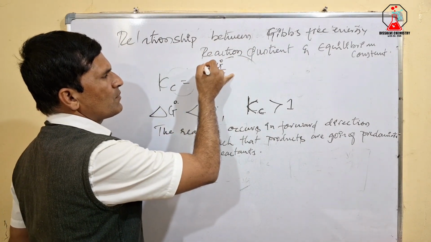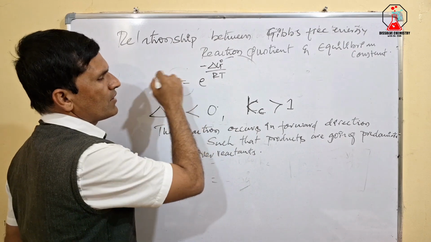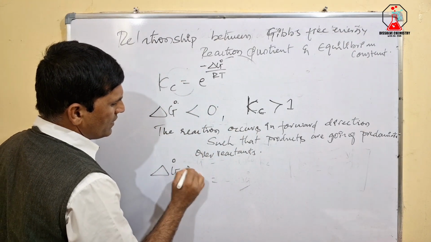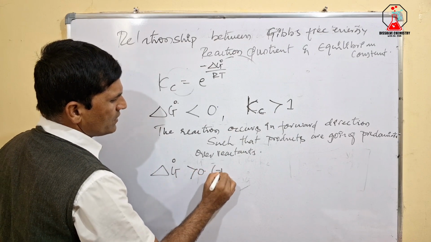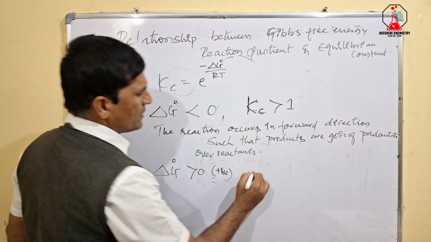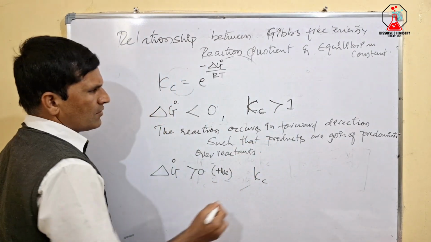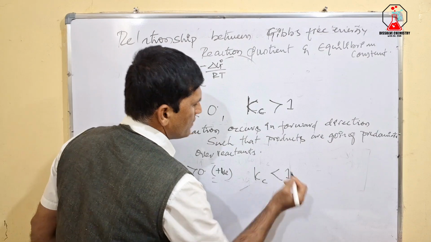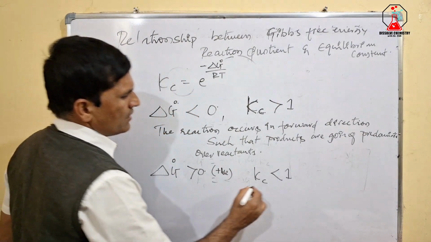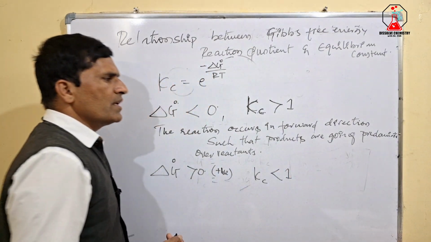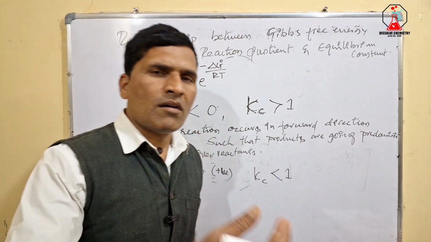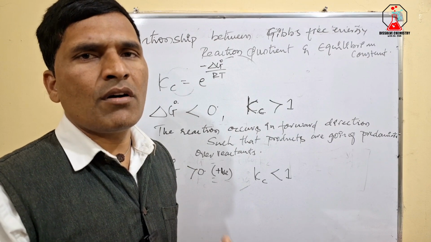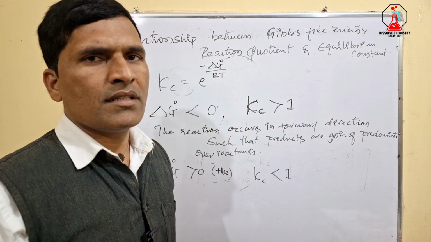Negative into negative means positive, so therefore Kc will be greater than 1. Now if the delta G naught value is positive, then your Kc will be less than 1. When it is less than 1, the reaction will occur in the opposite or reverse direction. Hence the reactants will be more predominant over the products.